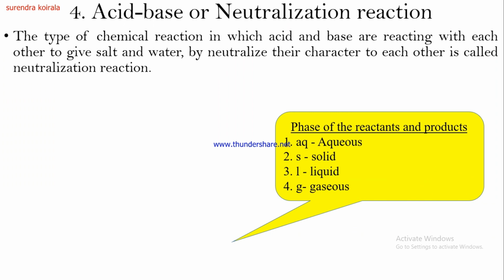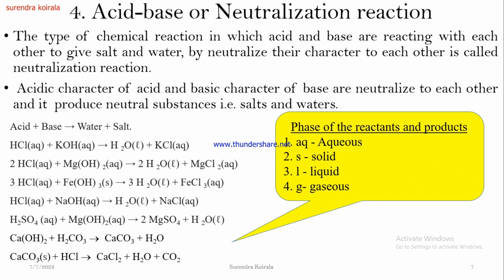Acid-base or neutralization chemical reactions. As we know, acid-base reactions are known as neutralization chemical reactions because they neutralize the acidic and basic character of each other to form neutral substances. They are salt and water. It is the type of chemical reaction in which an acid and a base react with each other to give salt and water, by neutralizing each other's character. That is called a neutralization reaction.